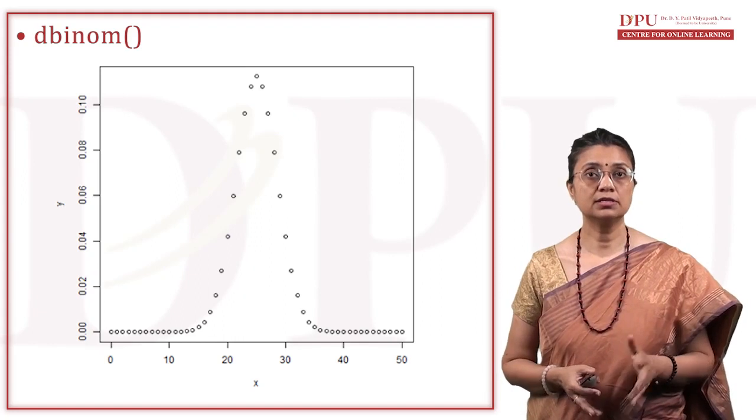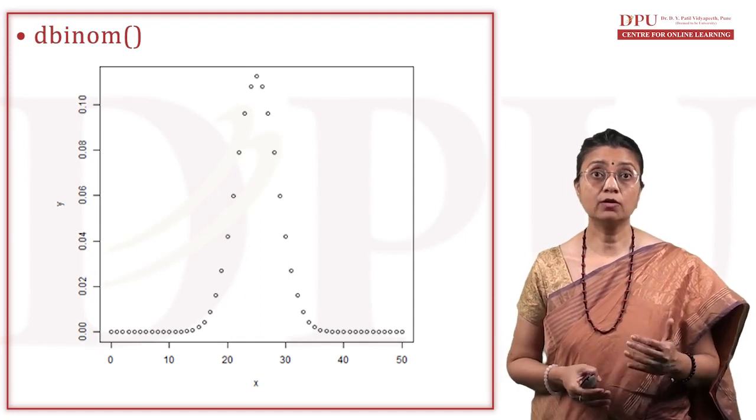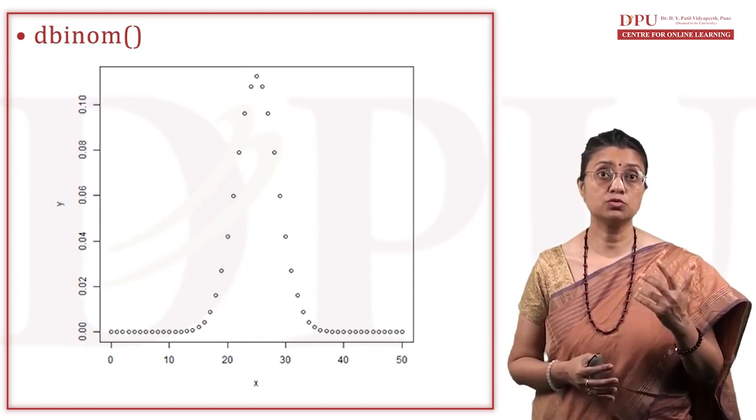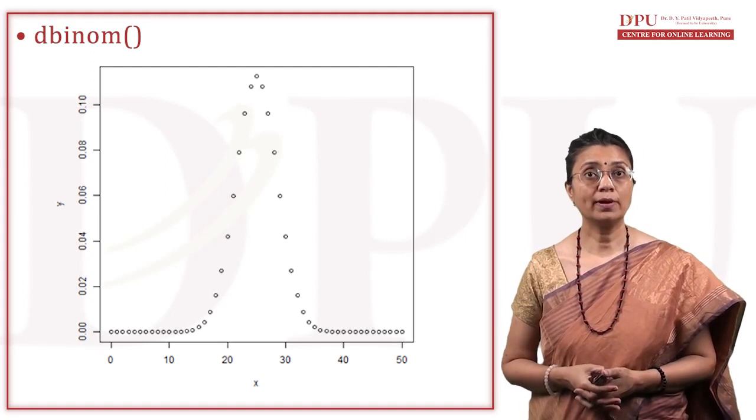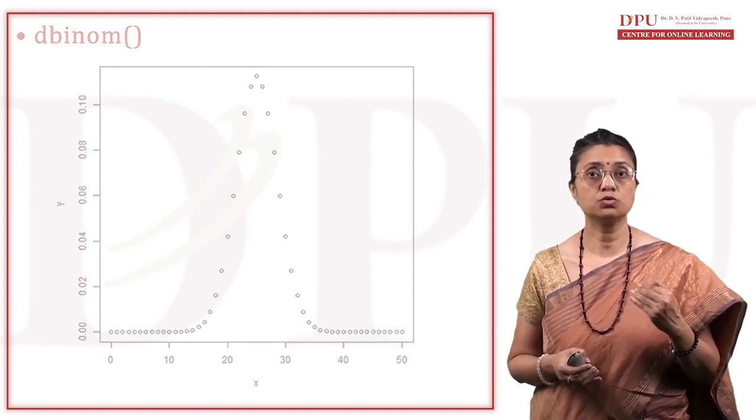You can see over here 0 to 50 is my result, which is the sequence of values from 0 to 50. And on the y-axis, I have from 0 to 1, which is the probability. Because we all know that the probability ranges from 0 to 1.